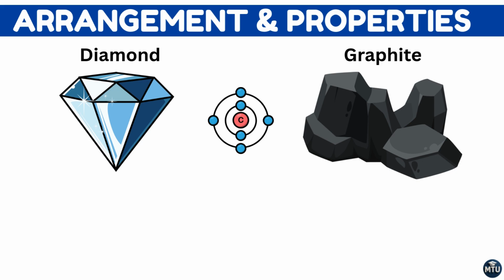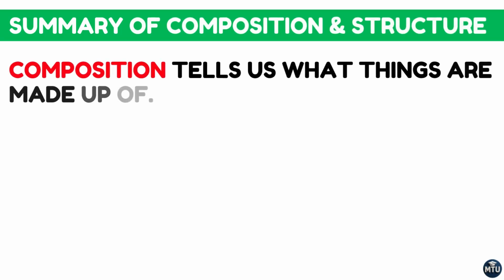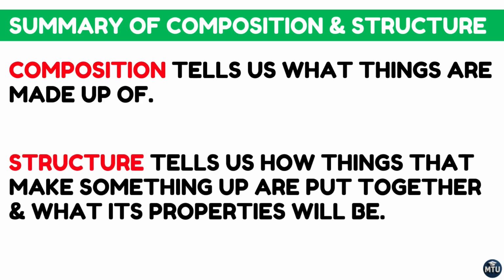By the way, if you don't know what graphite looks like, think of your pencils. Those number 2 pencils are made of graphite. So composition tells us what is inside, while the structure tells us how they're put together. And that arrangement decides what a material can do.